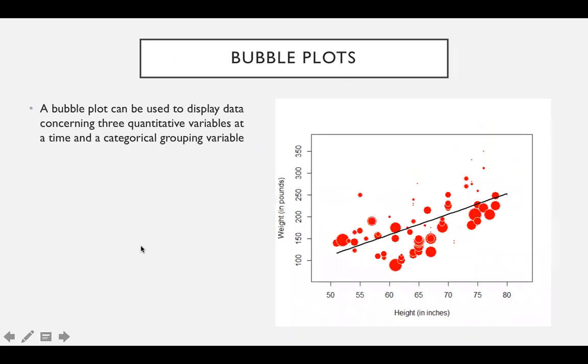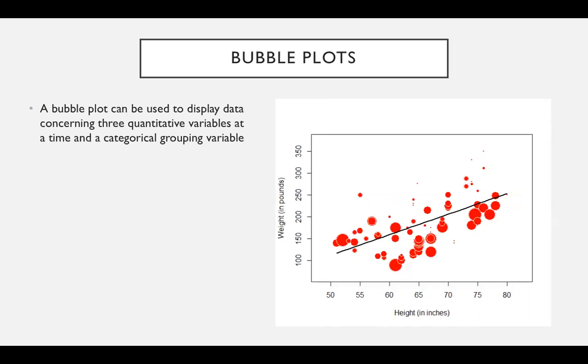So bubble plots, these are really fun. These can be used to display data concerning up to three quantitative variables at a time, and then a categorical grouping variable. So here in the one on the right, the size of each bubble is determined by the number of days per week that an individual exercises. So here in the graph, it shows height, weight, and days exercising. So height is on the x-axis, and weight is on the y-axis, and then the bubbles represent the number of days exercising.